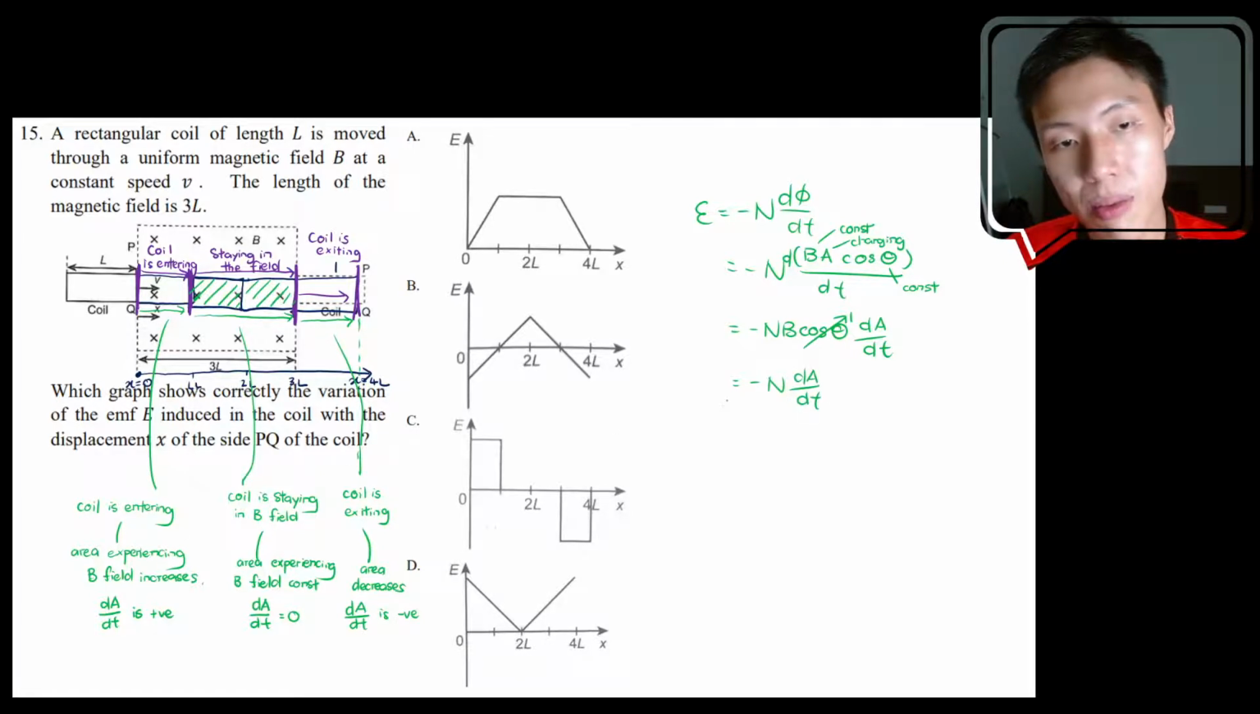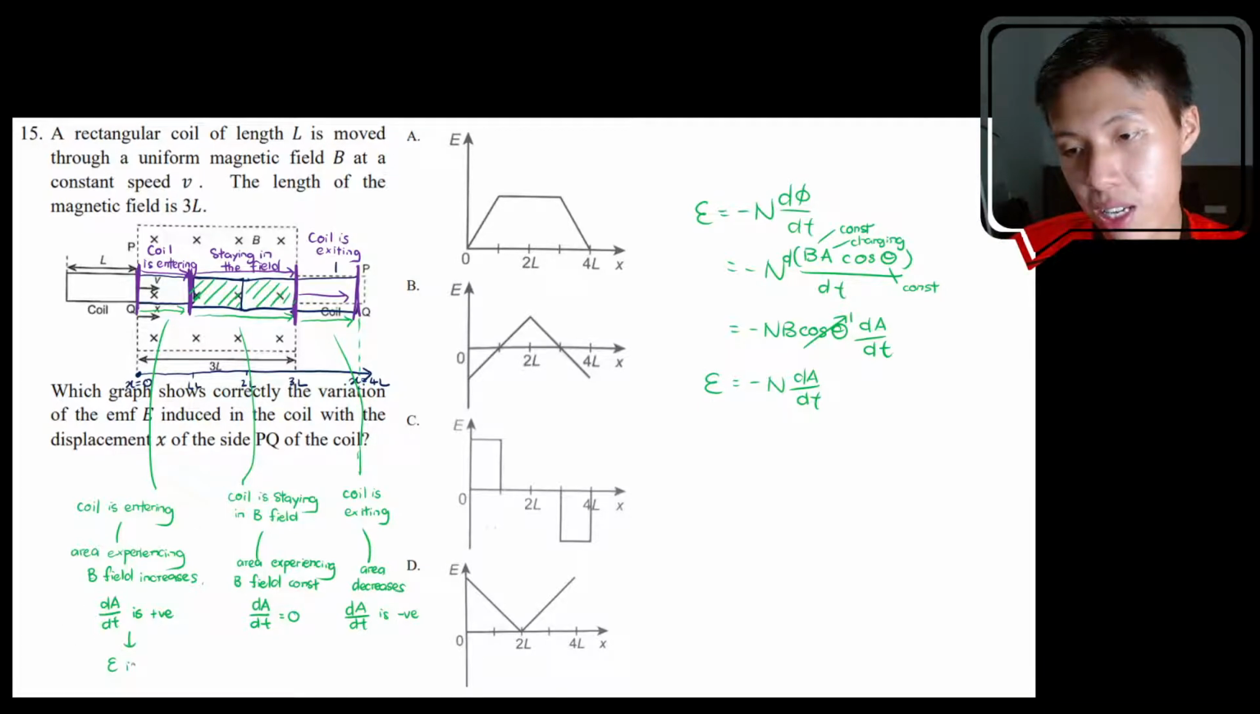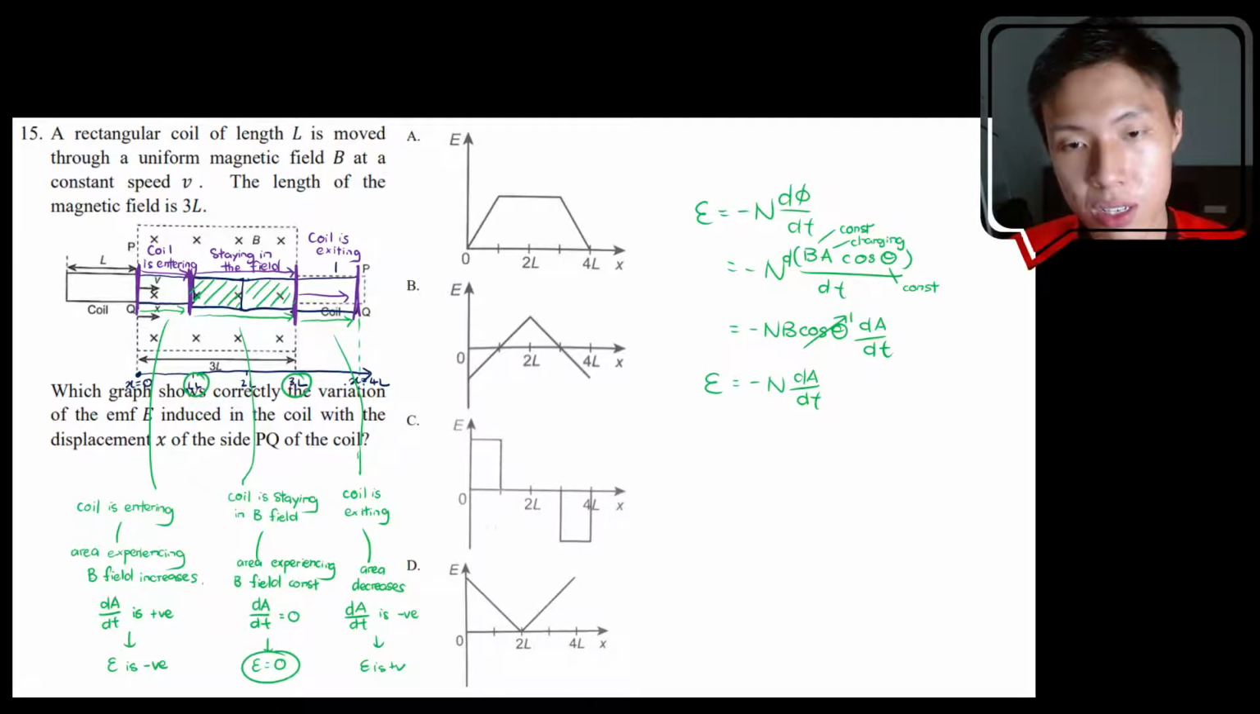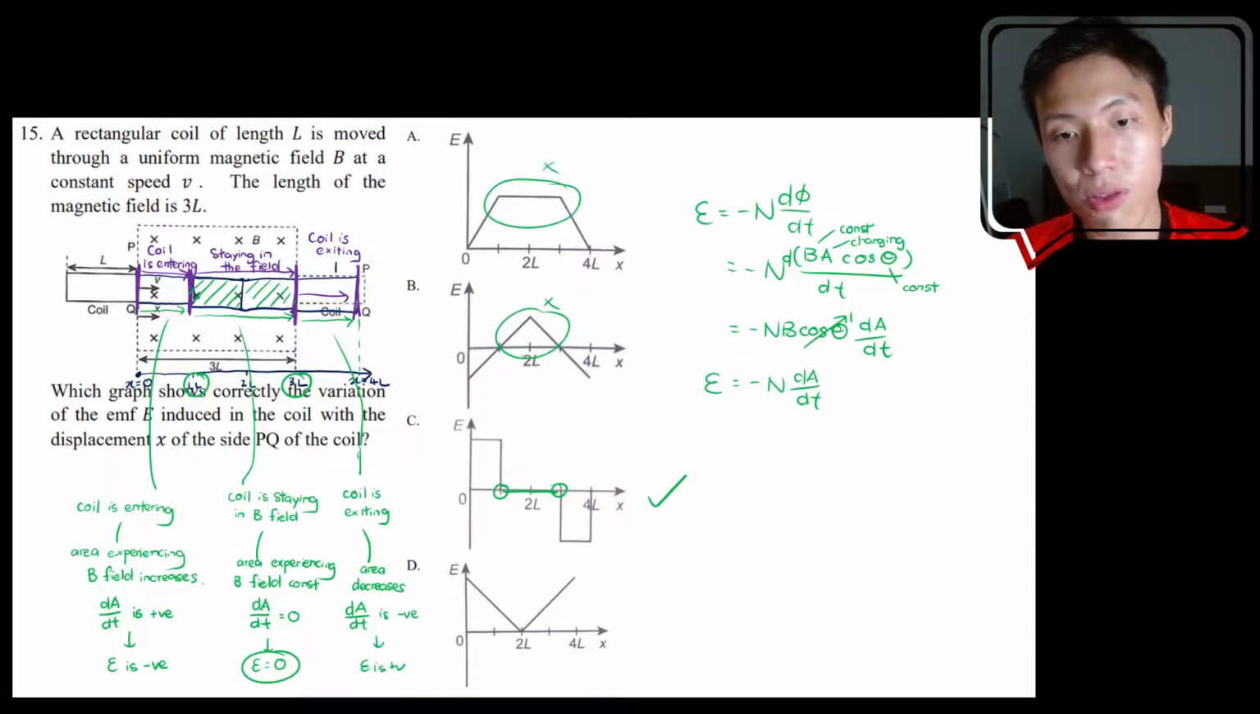So from this situation here, we can know that if dA/dt is positive, then your epsilon is negative. This one, your epsilon will be equal to 0. Then this one, epsilon will be positive. So you can see that the journey from 1L to 3L should have 0 epsilon. 1L to 3L, 0 epsilon. So this is the answer. All of these other sections are not 0. So our answer will be C.